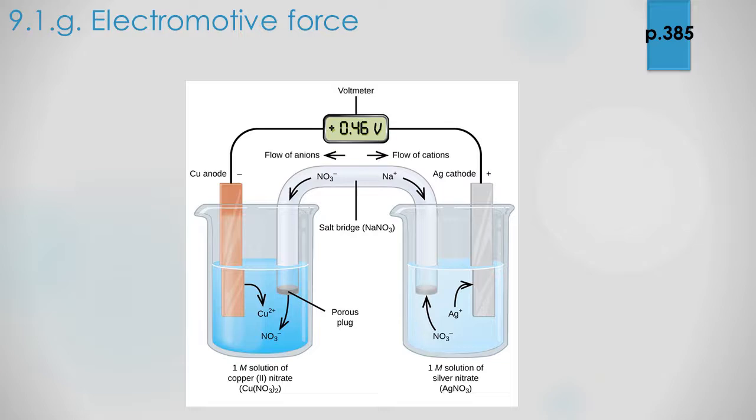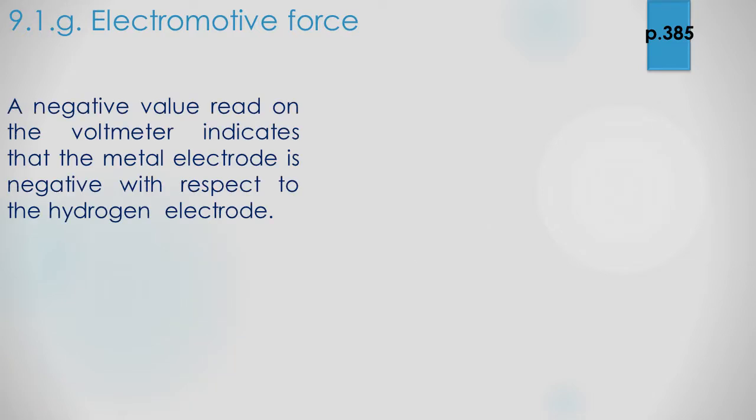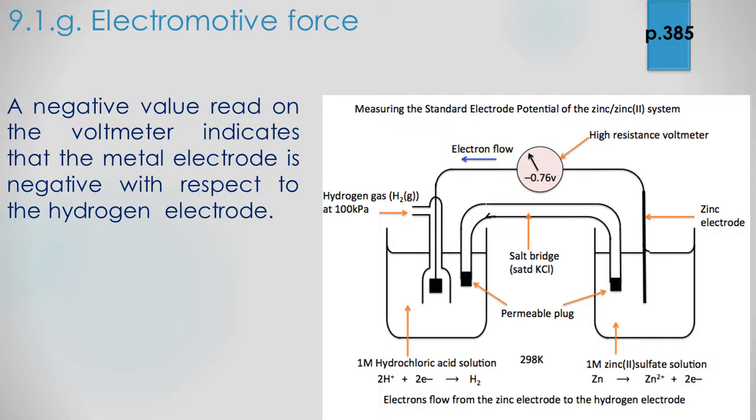Now, if by mistake Ag was placed at the anode and Cu was placed at the cathode, they are swapped, then the voltmeter will read the same reading but with the opposite sign. So then the voltmeter will read negative 0.46 volts. A negative value read on the voltmeter indicates that the metal electrode is negative with respect to the hydrogen electrode. The hydrogen electrode is the standard electrode to which we compare all other metals.